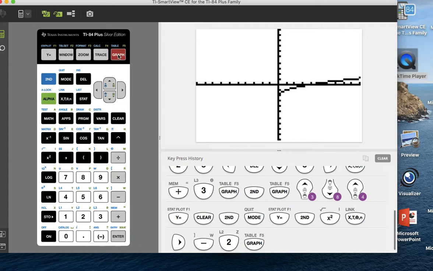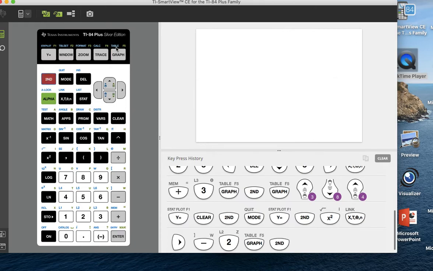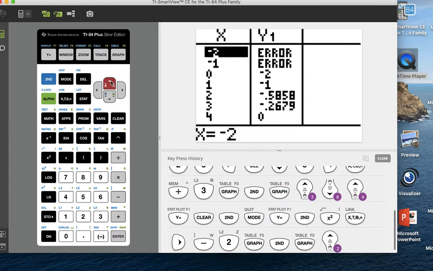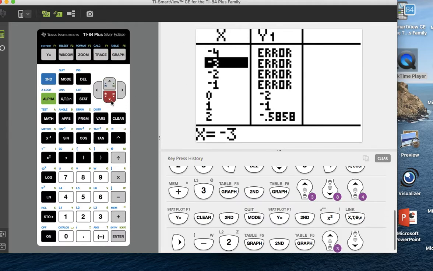And now let's go look at the table. That's a blue key right above here. So second and graph again, and I get the table for that. Look at this, I got all these error messages. When you have lesson 2.1, you're going to hear about why there's error messages in here. But again, I can look through here. I can scroll in both directions. This goes that way. Oh, all the negatives have errors. I wonder why. I can keep going this way.